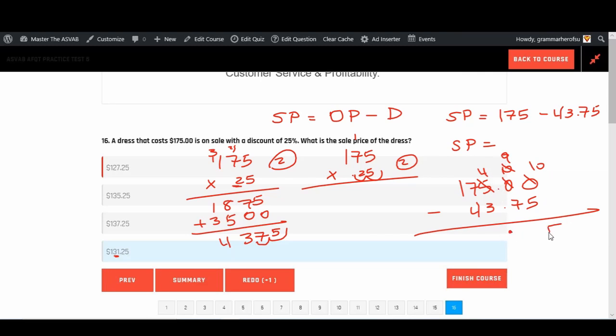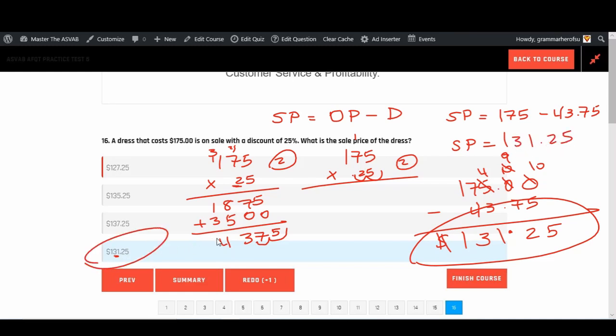10 minus 5 is 5. 9 minus 7 is 2. 4 minus 3 is just 1. 7 minus 4 is 3. 1 minus nothing is 1. So we can see that this sale price is going to be $131.25, which is right there. Okay?